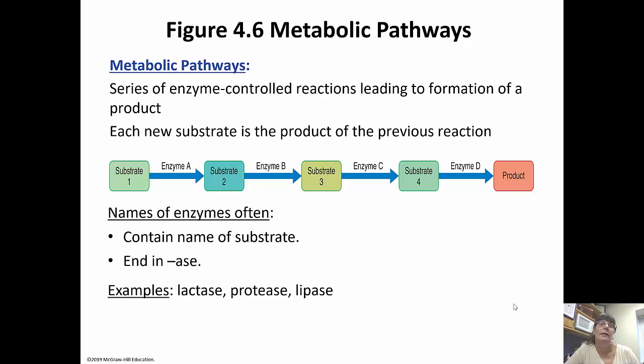Okay, so metabolic pathways are just a series of enzyme-controlled reactions that lead to the formation of some product. Each new substrate is the product of the previous reaction. So there's a bunch of steps involved. You have substrate 1, which will turn into substrate 2, catalyzed by enzyme A. Then substrate 2 will turn into substrate 3, catalyzed by enzyme B, and so on until you get the final product. As I said, the names of the enzymes often end in ASE and contain the name of the substrate involved. So lactase breaks down lactose, protease breaks down proteins, lipase breaks down lipids.